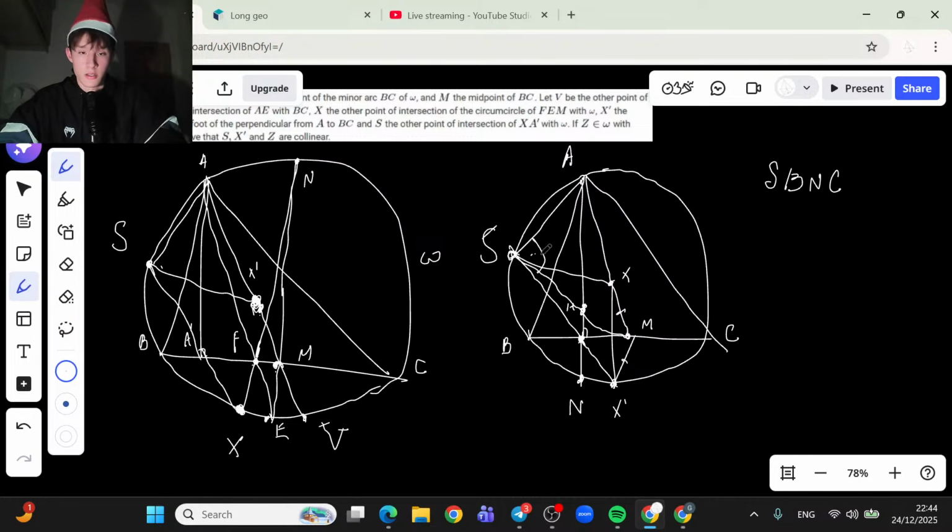I mean, okay. This is 90 and this is 90 here as well, right? So ASXH is cyclic. So this angle here is equal to this angle here, and this angle here is equal to this angle here because of parallel, and this angle here is this angle here, so we're done.